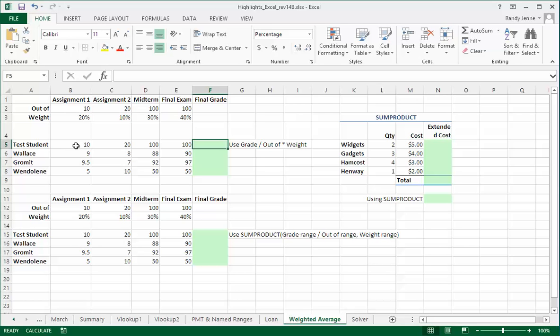Now the first student has full marks on everything because I'm using a fake student, and it should come up to 100%. That's how I'm going to test that my formula is correct. Then I'm going to fill it down.